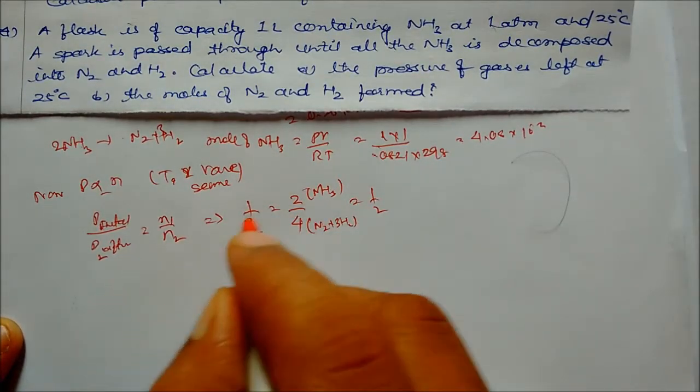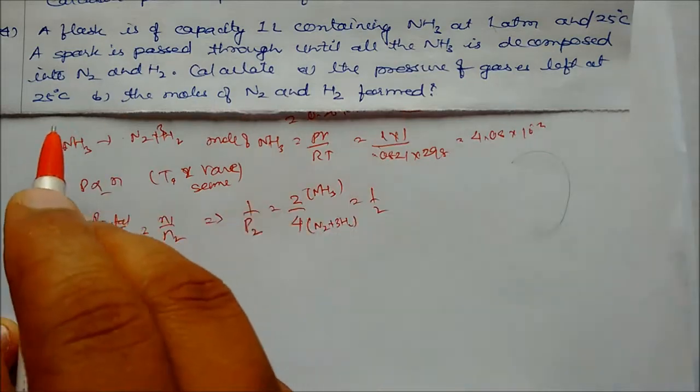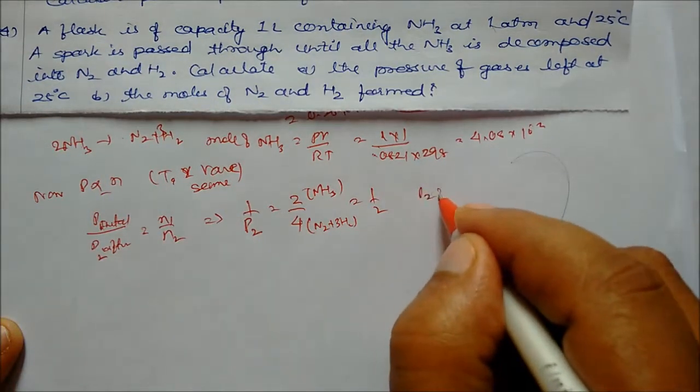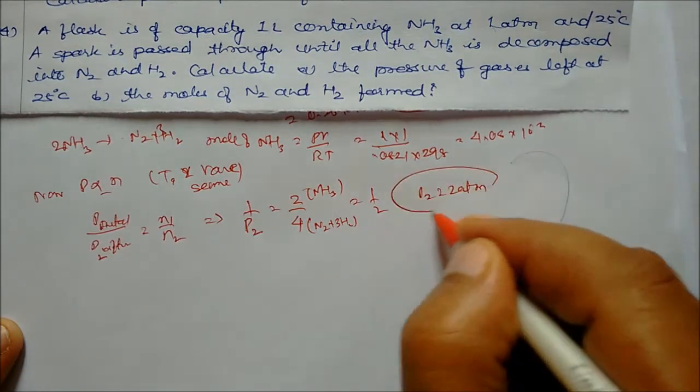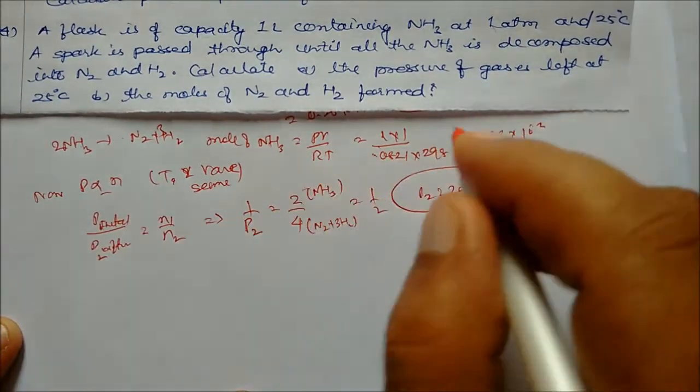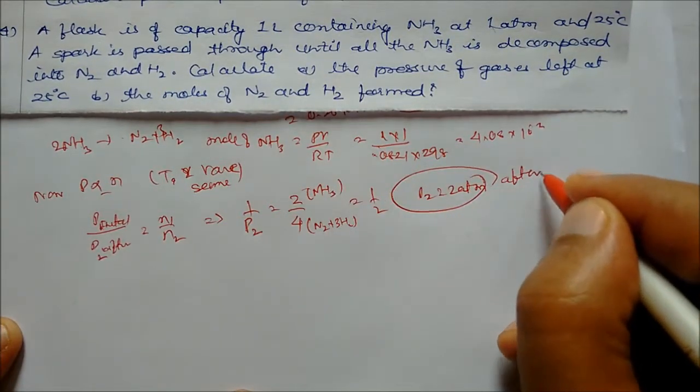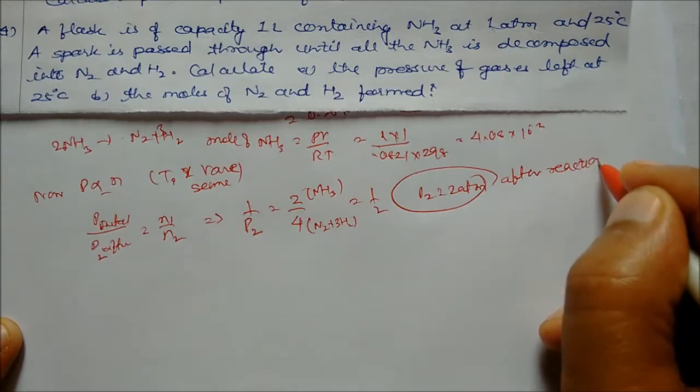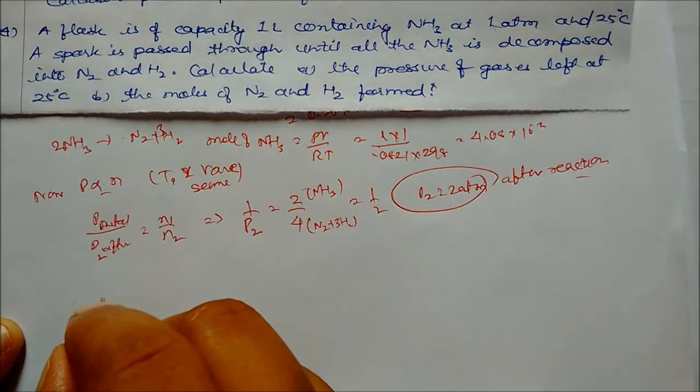Now the second part is the pressure of gas left after this one. So this is the pressure. So P2 is equal to 2 atmospheric pressure. So this is after the reaction. Now the second part is the moles of nitrogen and hydrogen formed.